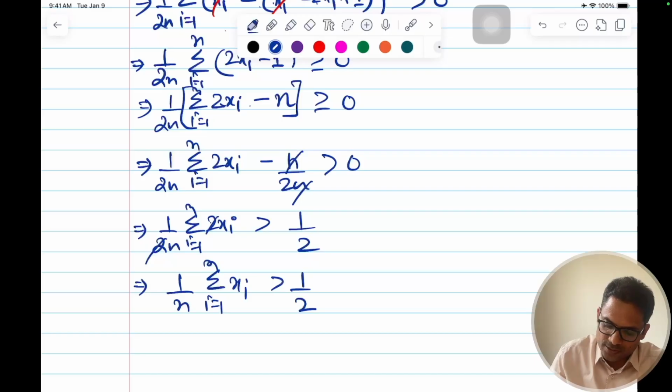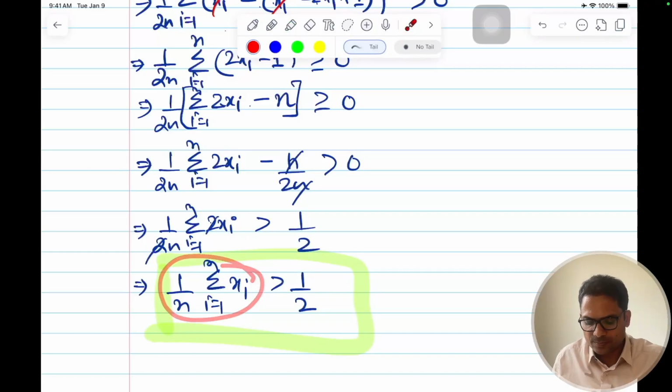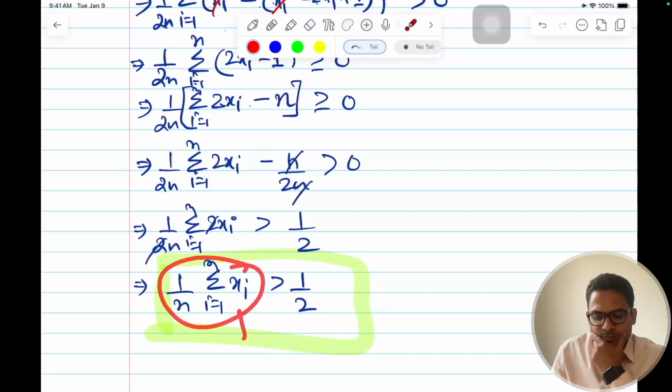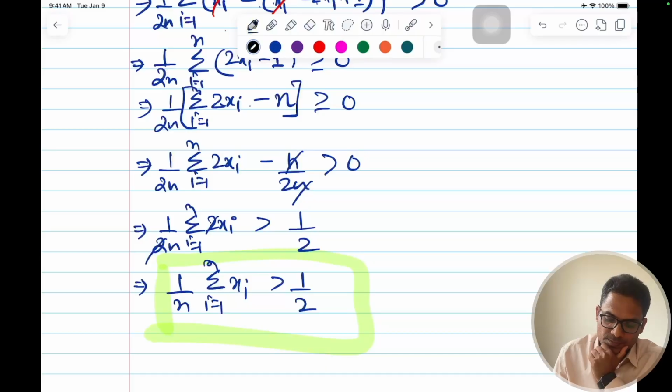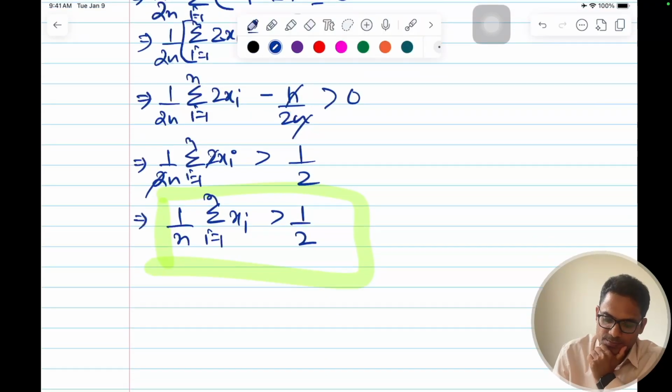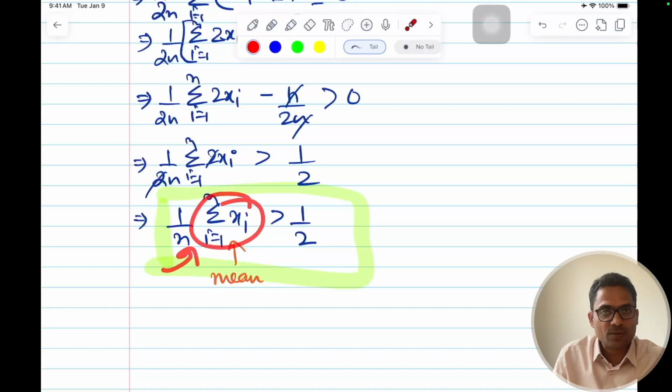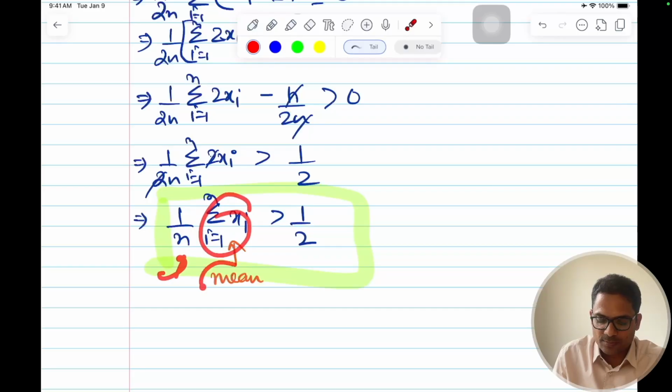This was n, and n by 2 has come to this side, right? So this is our final conclusion. So what is this value? 1 by n sigma i equal to 1 to n. We have seen this in the past, right? This is nothing but the mean. Sum of all values divided by the number of terms. Sum of all the terms divided by the number of terms. This is the mean. Okay.